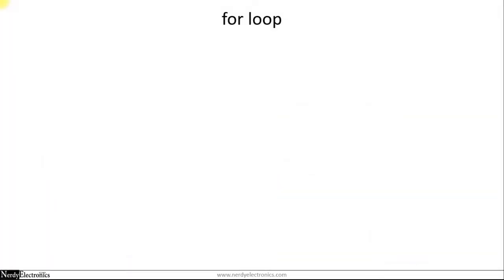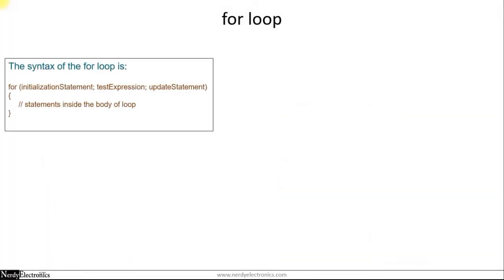Similar to the while loop, we have the for loop. The syntax of the for loop is as follows. We have the keyword for, and then inside the brackets the initialization statement, the test expression, and the update statement. And then within the curly braces, we have the statements that will be executed within the loop.